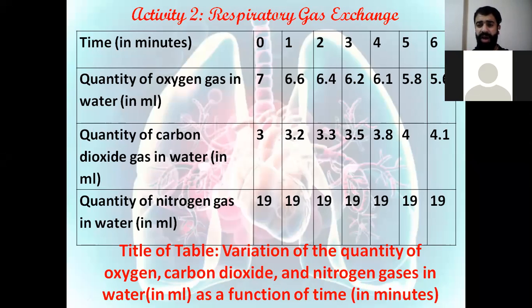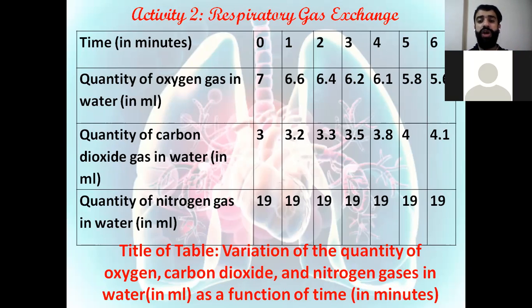Let's have a look at these two, oxygen and carbon dioxide. The amount of oxygen is decreasing from time 0 to time 6 minutes. It decreases from 7 milliliter to 5.6 milliliter. What can we conclude from this? We can conclude that the fish is consuming oxygen. From now on, we don't use the word using. It's consuming or absorbing the oxygen. That's why the amount of oxygen decreases.